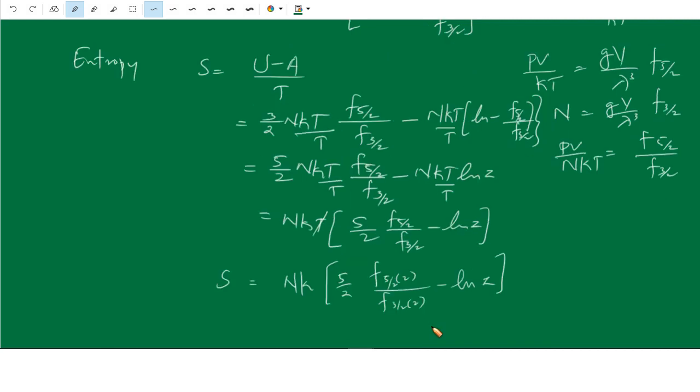So far we have derived many thermodynamic quantities in terms of the Fermi-Dirac functions f 5 by 2, f 3 by 2, f 1 by 2, etc. We will see various limiting forms of these expressions in the next class.